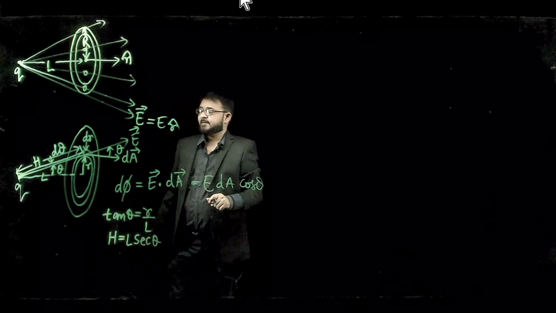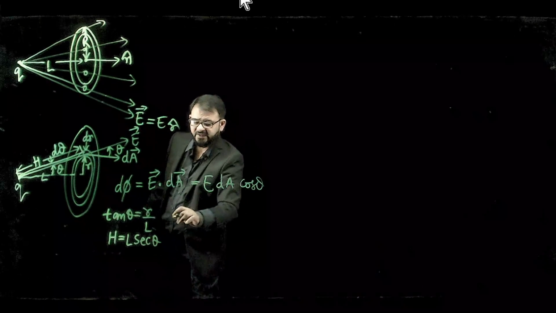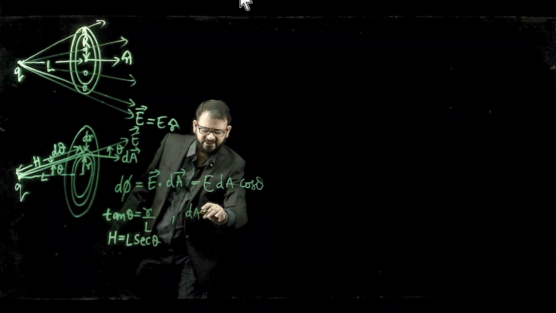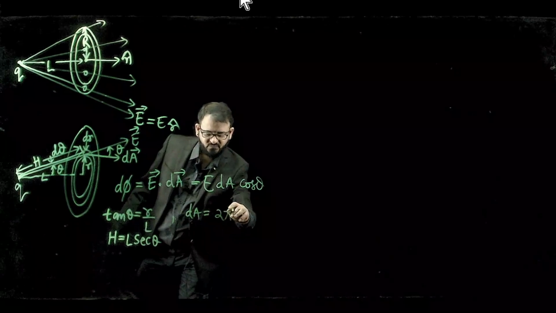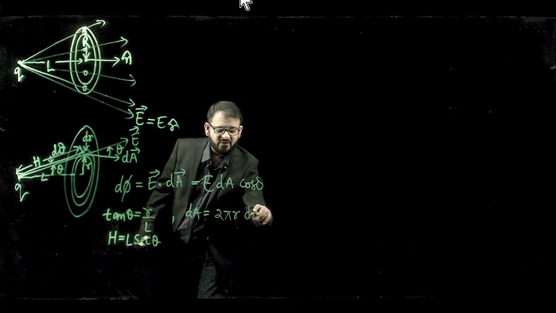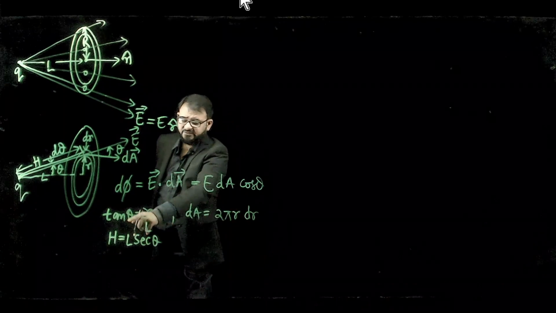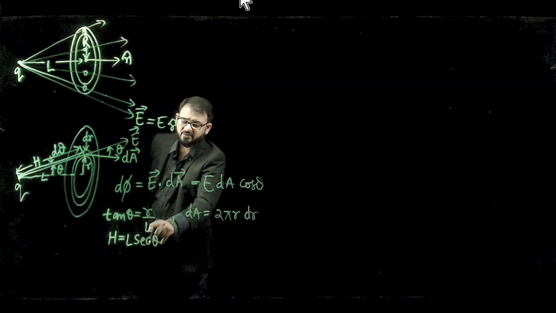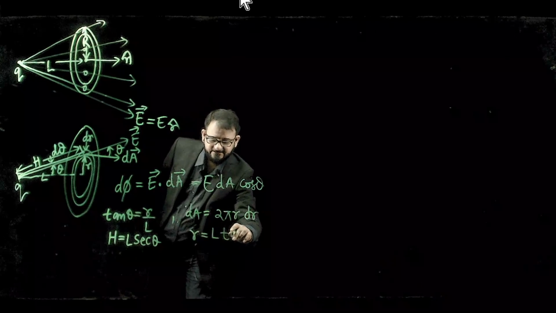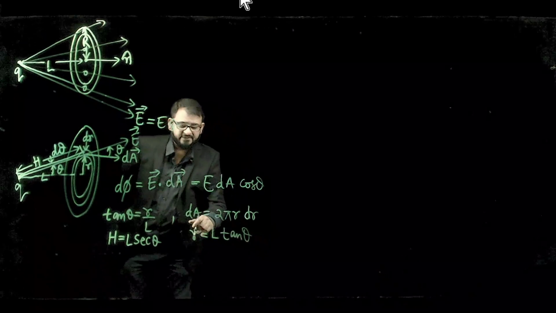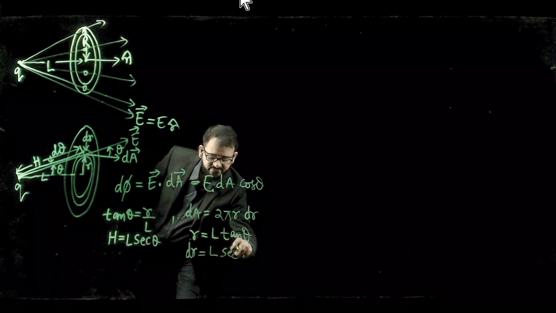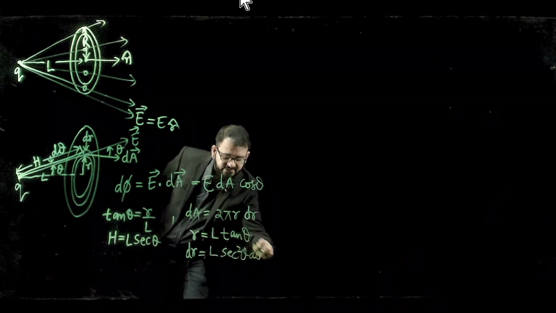Right. Now, next thing is, what is the area of the disk, of the ring? This ring will have the area 2 pi R times dr. Very simple. Now we can use this relation tan theta is equal to R by L in the following manner. First thing is, we can write R is L tan theta, right? And then we can differentiate it, dr, so that we know it's L sec square theta times d theta.